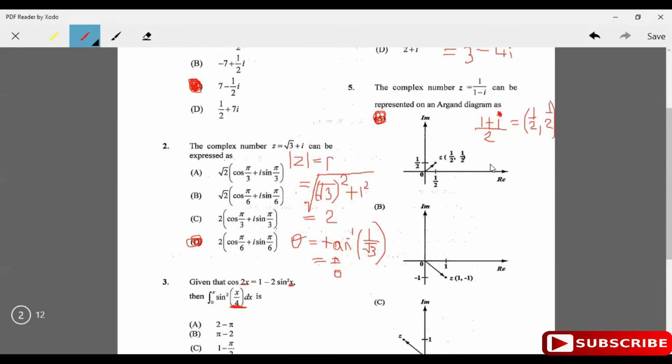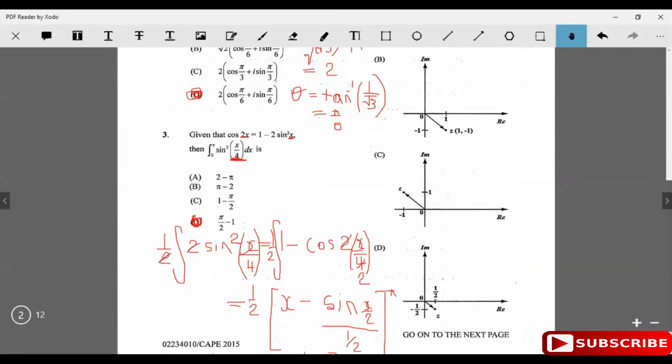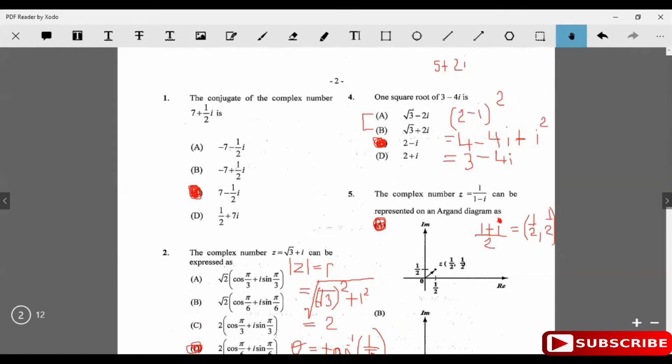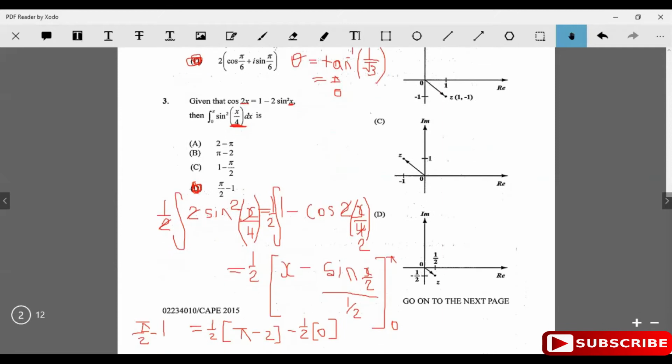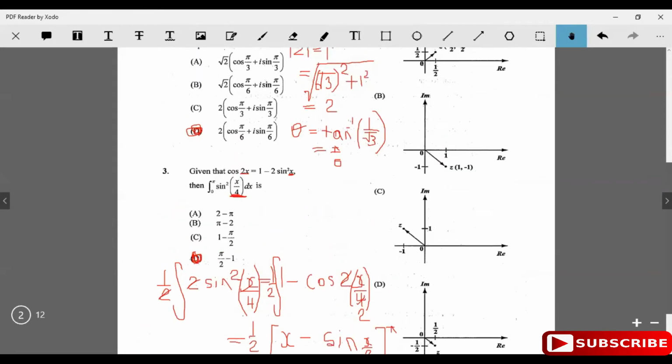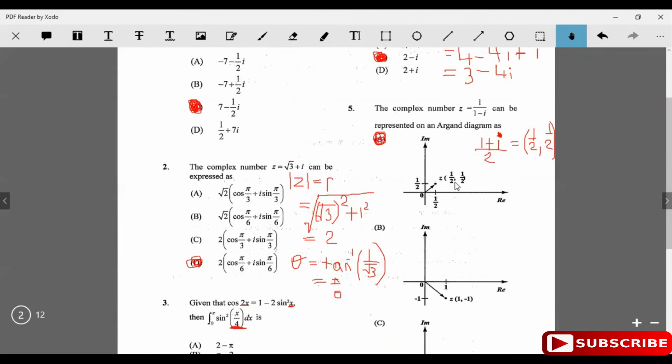So it's in the first quadrant. As long as both of them are positive, it's the first quadrant. If both of them are negative, then it's the third quadrant. If x is negative and y is negative, that's the third quadrant. So remember, we count quadrants this way, in the counterclockwise direction.